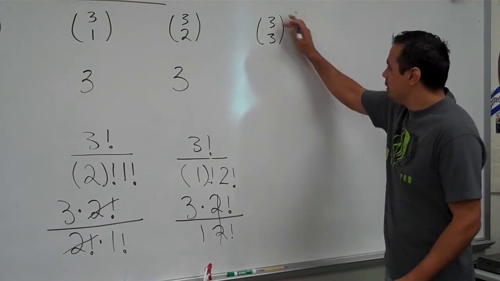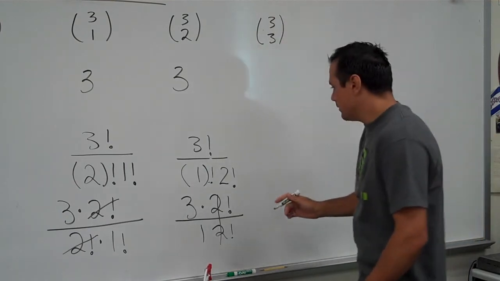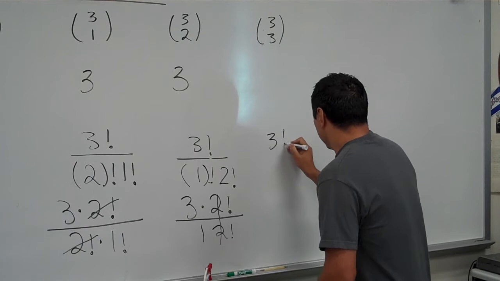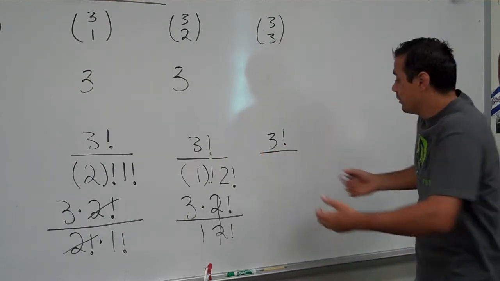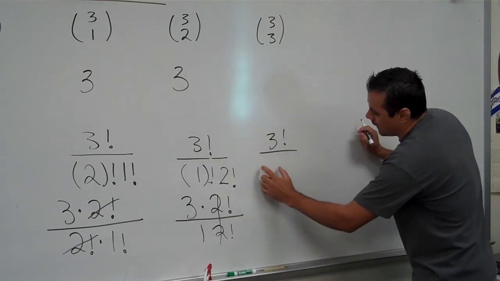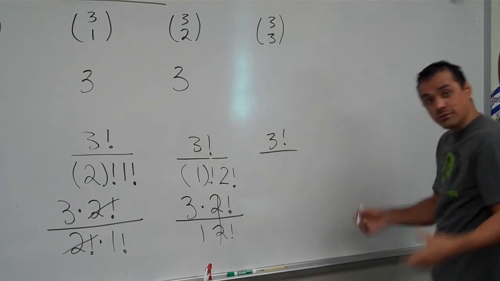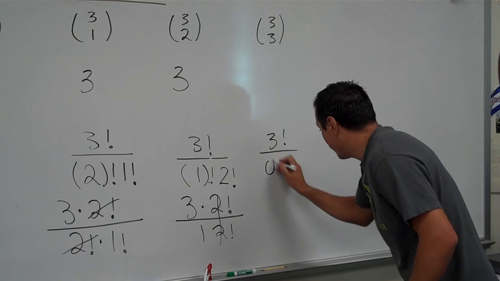what the heck am I talking about? It's 3 choose 3, not 3 over 3. Mr. Zunza, what are you doing? Okay, so it's 3 factorial over 3 minus r factorial. So it's going to be n minus r factorial, which is 3 minus 3, which is 0 factorial.